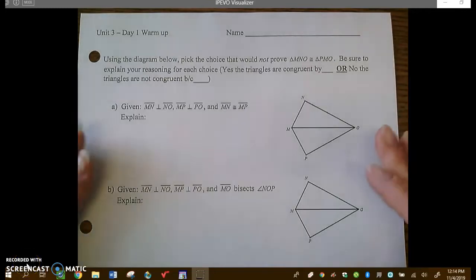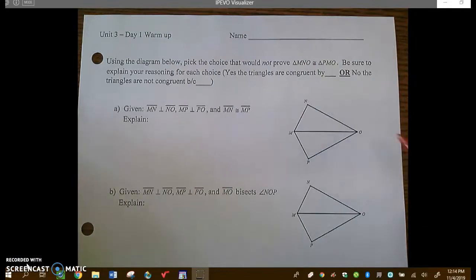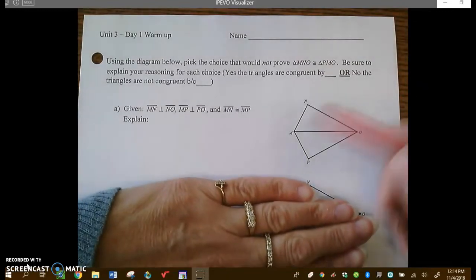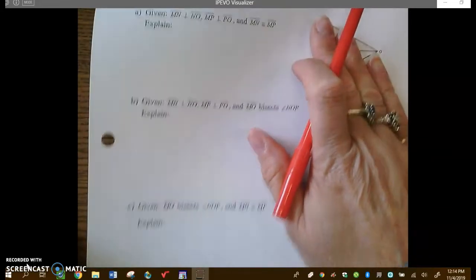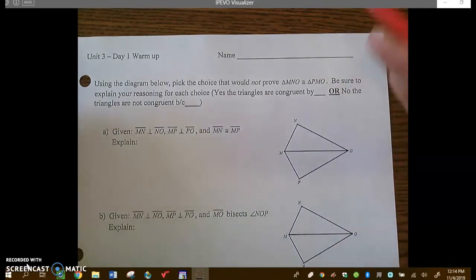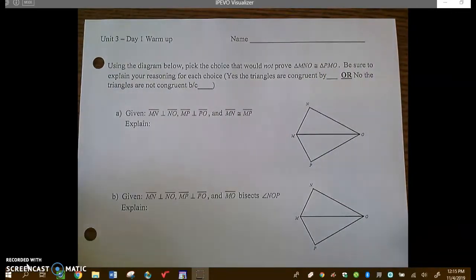Hi class. Today we're going to start with Unit 3, Day 1 warm-up. So what I've done is I have taken a multiple choice question that usually appears on the Regents. And usually there's just one picture and then the four choices, which are A, B, C, and D. And I've just kind of spread out one multiple choice question to be on the entire front of this warm-up.